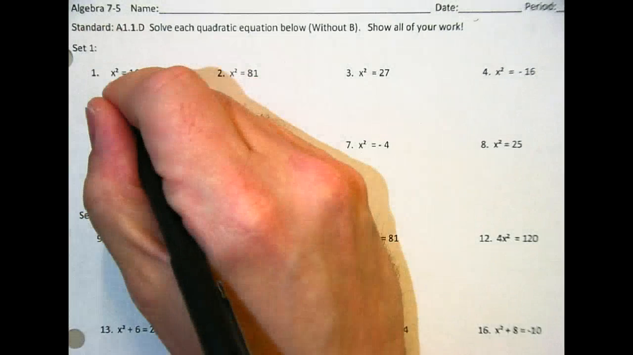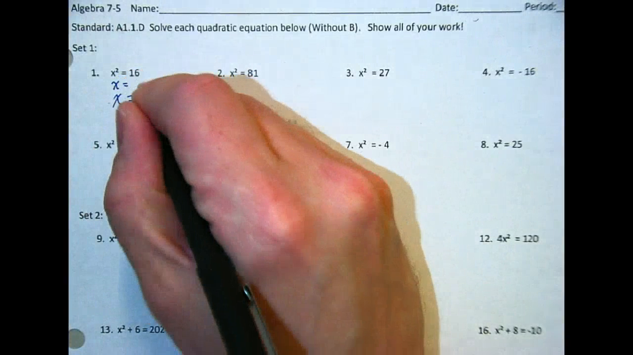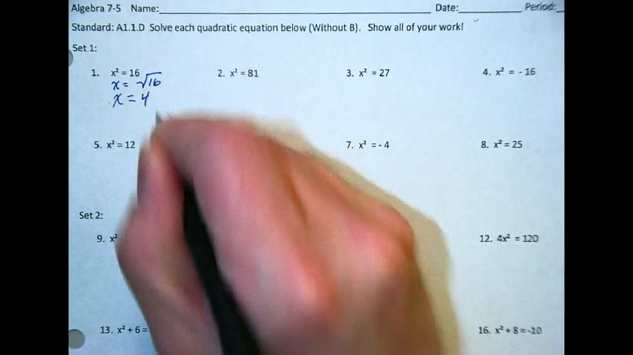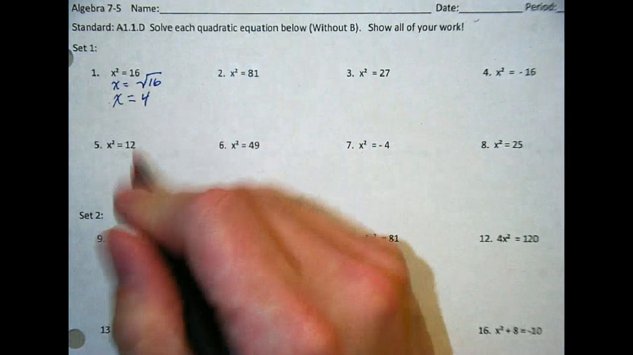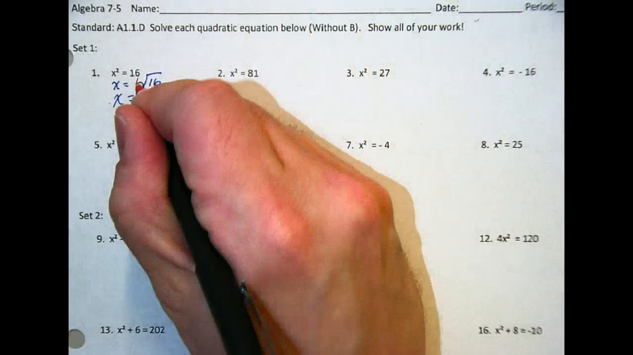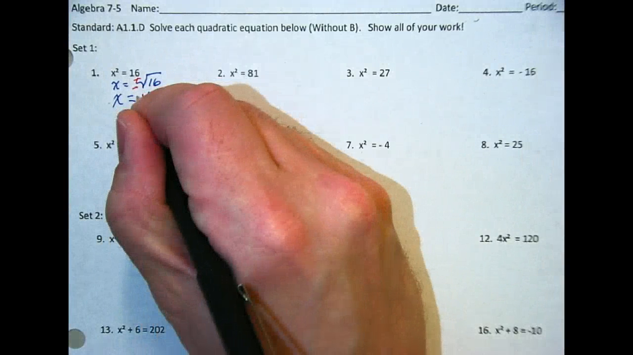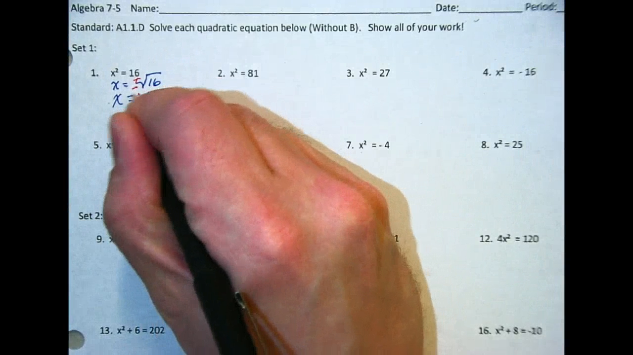Took the square root of 16. Audrey, Jake, you agree? Okay. What do you do when you take a square root? Plus minus. So really, what's our answer? Plus minus 4. Well done. Okay, that's our answer. Good.